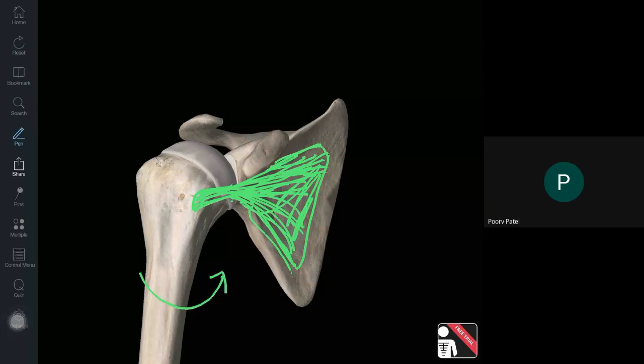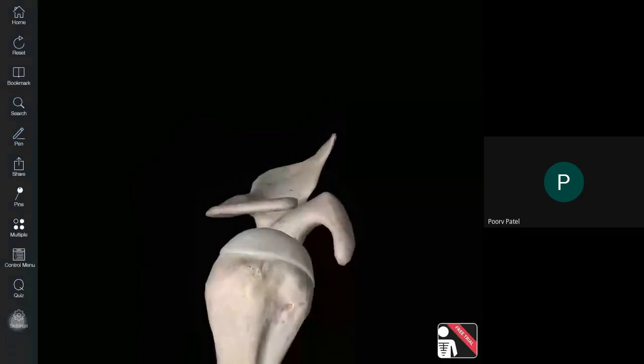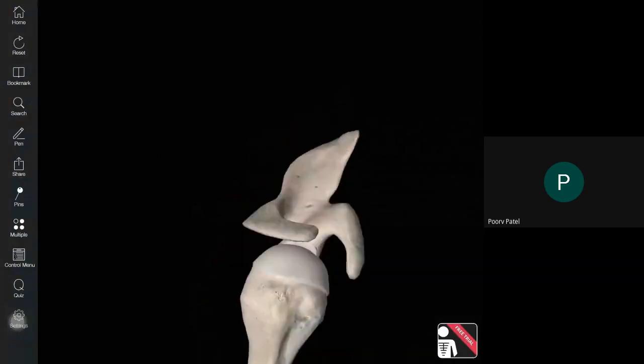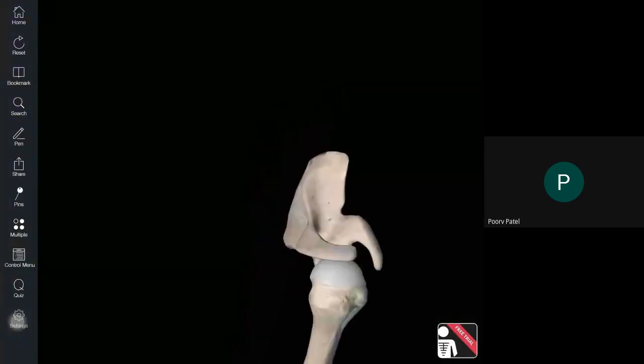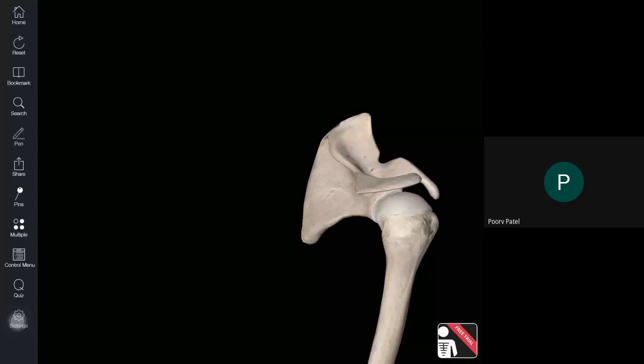And what is other muscle? Supraspinatus. Supraspinatus is here. It is attached in the suprascapular fossa, this area. This is suprascapular origin and this is insertion. Clear? It goes below the acromion process and it comes out like this and it is inserted in the what? Upper impression of the greater tubercle.